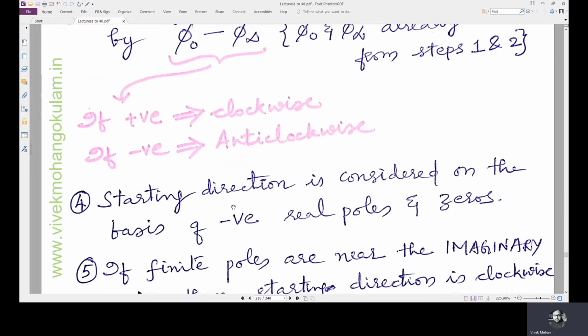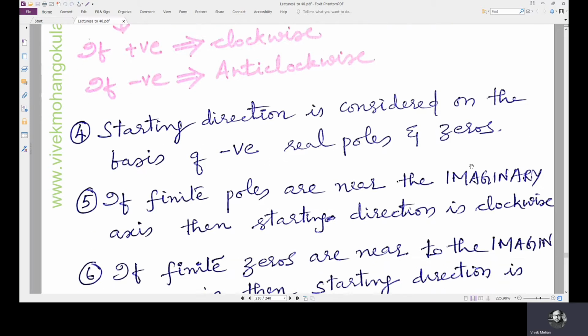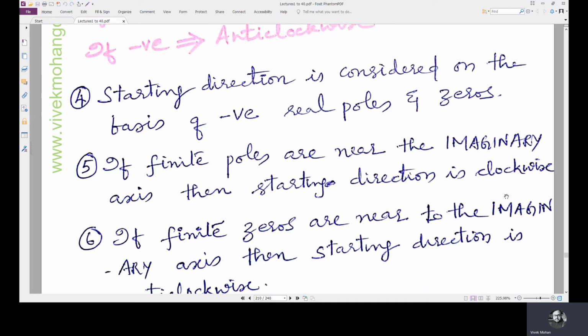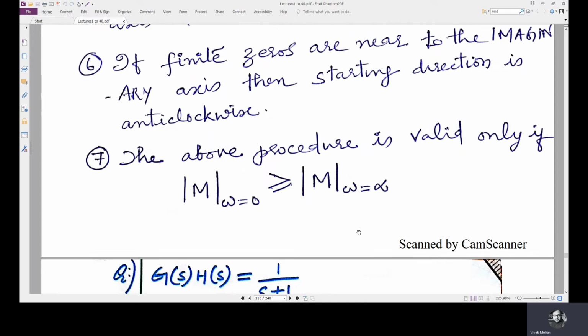Okay, you will understand this better when we move on to examples. Starting direction is considered on the basis of negative real poles and zeros. If finite poles are near to the imaginary axis, then starting direction is clockwise. That means if both poles and zeros are there, and if the pole is nearer to the imaginary axis, then we say that the starting direction is clockwise. If the zero is nearer to the imaginary axis, then starting direction is anti-clockwise.